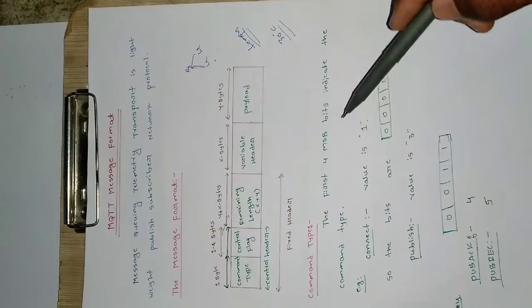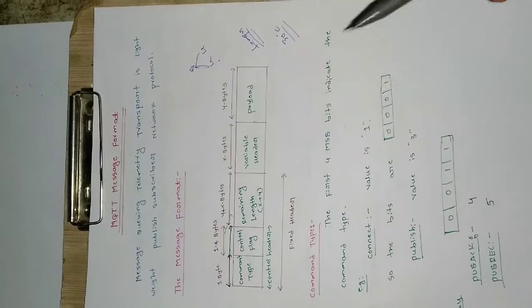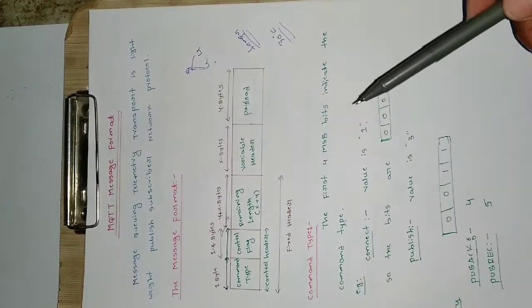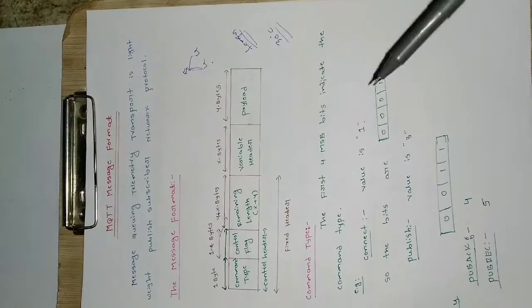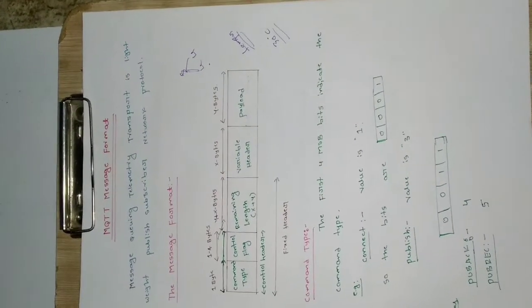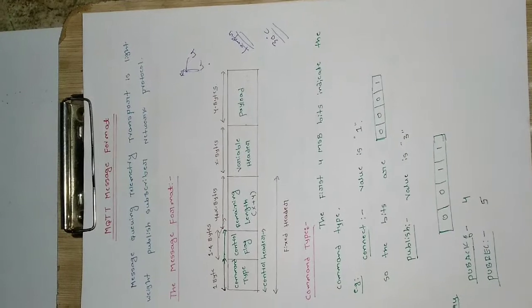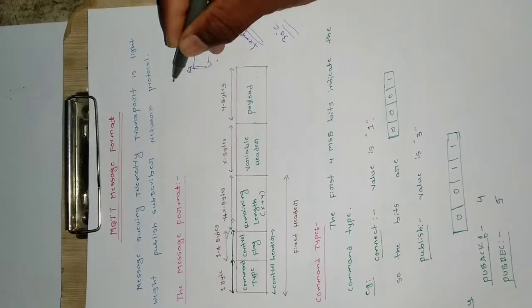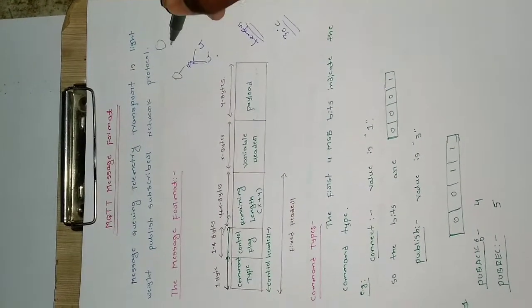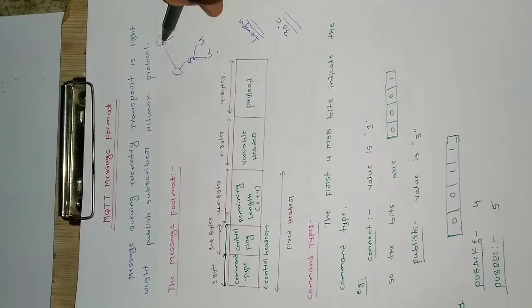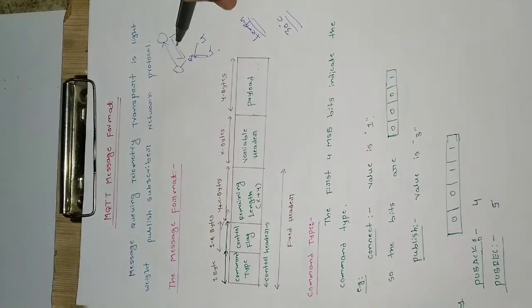The first 4 MSB bits indicate the command type. What is meant by command type? The command type is where you tell the broker what type of command you want. Basically in MQTT, you will be sitting here and the broker is sitting there, so you send a command and then the broker sends an acknowledgement.